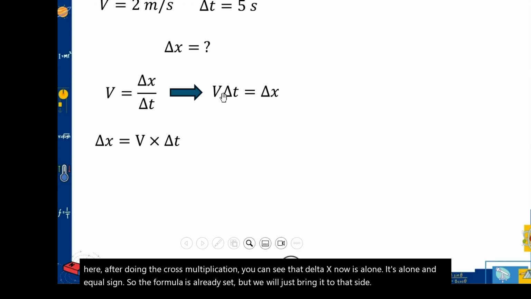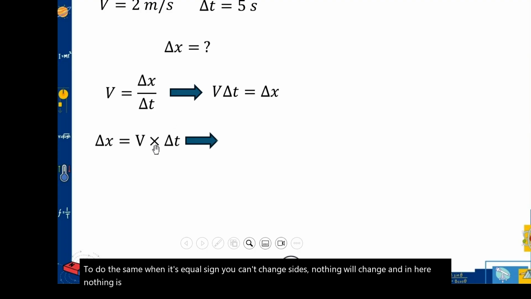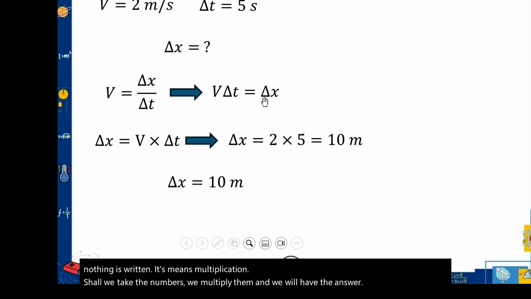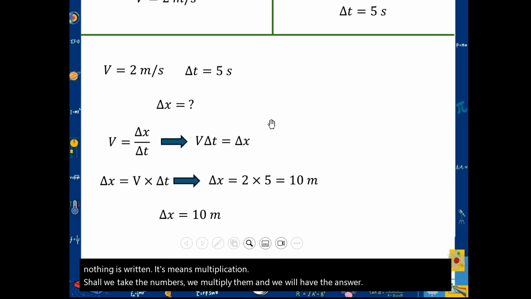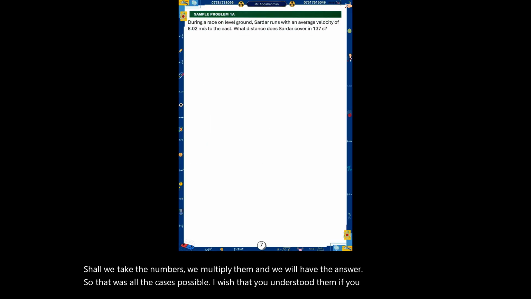When it's equal sign, you can change sides. Nothing will change. And in here, nothing is written. It means multiplication. So we take the numbers, we multiply them, and we will have the answer back. So that was all the cases possible. I wish that you understood them. If you have any questions, let me know.